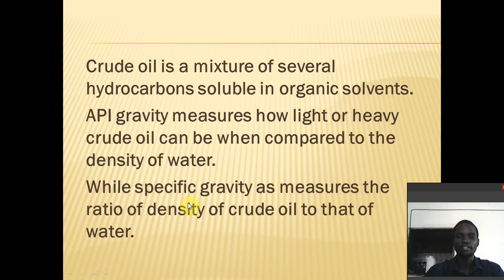While specific gravity only measures the ratio of the density of crude oil to that of water. The basics for specific gravity is that it compares the ratio of the density of crude oil to the density of an equal volume of water.